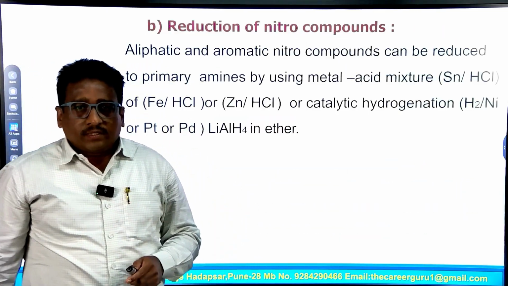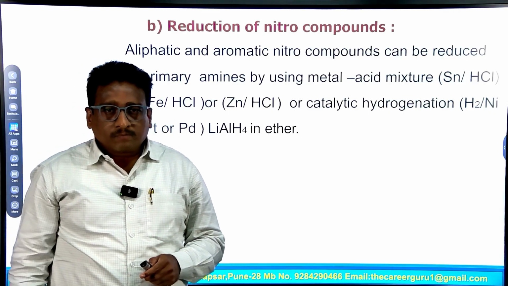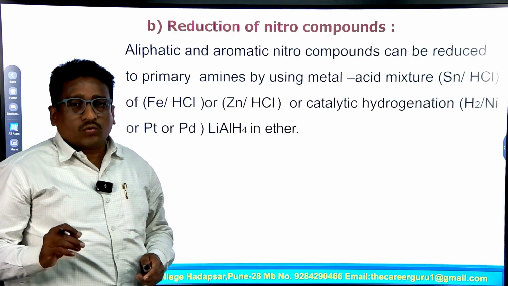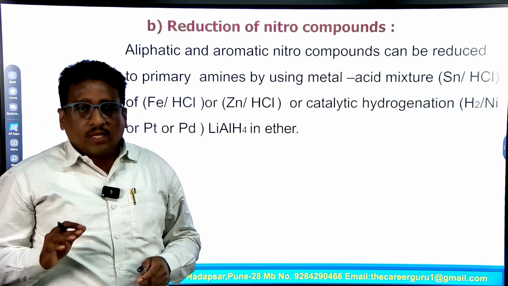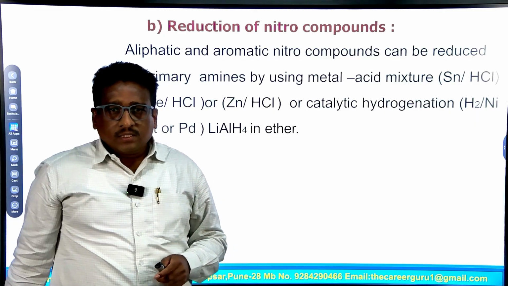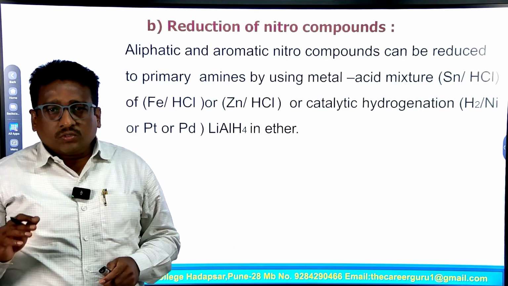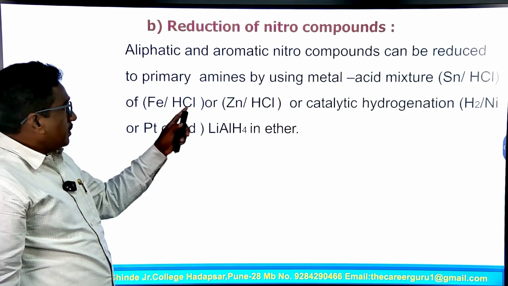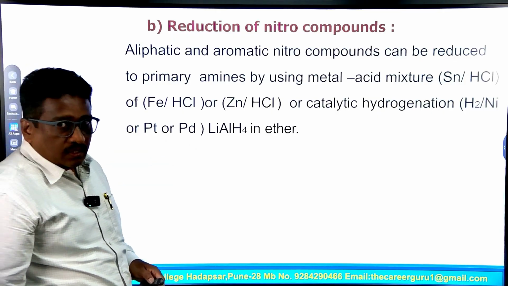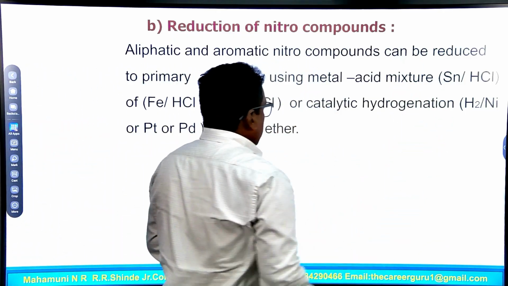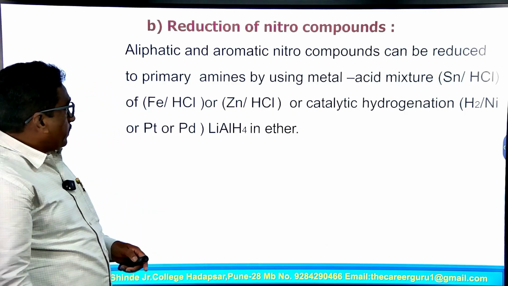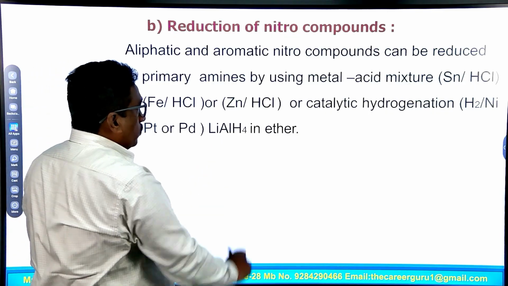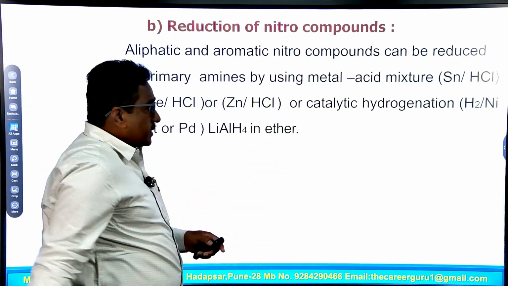Then the second preparation method, reduction of nitro compound. In aliphatic or aromatic nitro compounds, nitro means NO2 group attached to an aliphatic chain or aromatic ring. So, these nitro compounds can be reduced to primary amine by using metal acid mixtures like Sn/HCl. This is the first reducing agent. Second, iron and hydrochloric acid. Third, zinc and hydrochloric acid. So, these are the metal acid mixtures.